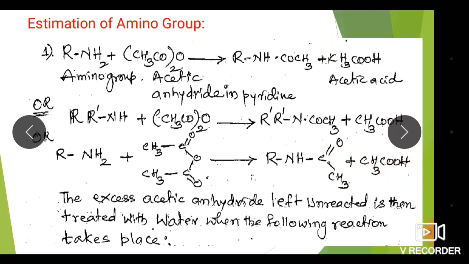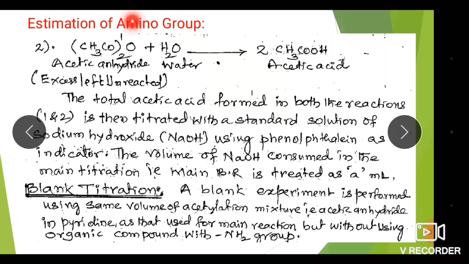The excess acetic anhydride left unreacted is then treated with water, when the following reaction takes place. What happened? This unreacted excess acetic anhydride is treated with water, then we get 2 molecules of acetic acid. It is a hydrolysis reaction. From acetic anhydride we get 2 molecules of acetic acid. Then this acetic acid is titrated with the base, standard sodium hydroxide solution.